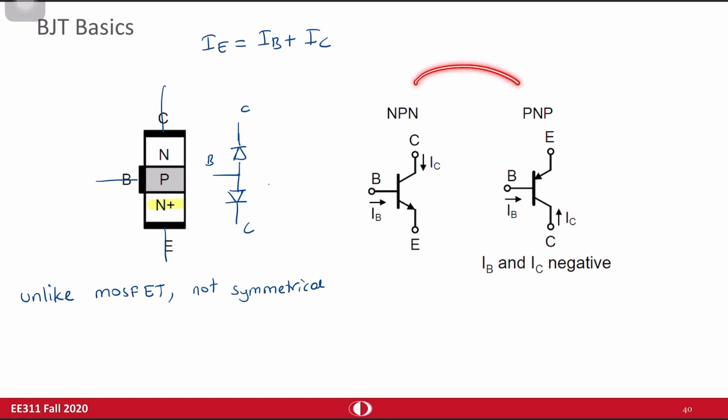When you compare NPN and PNP, the main difference is that base current and collector current are negative, so the actual directions are like this. So this is for NPN transistor. Base and collector currents are going towards the device. Emitter current is flowing outwards. But for PNP, emitter current is going inwards, and base and collector are going in the other direction.